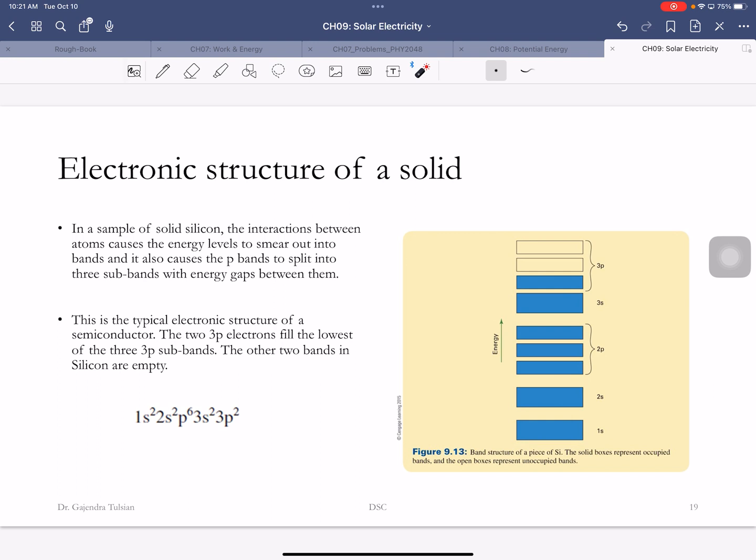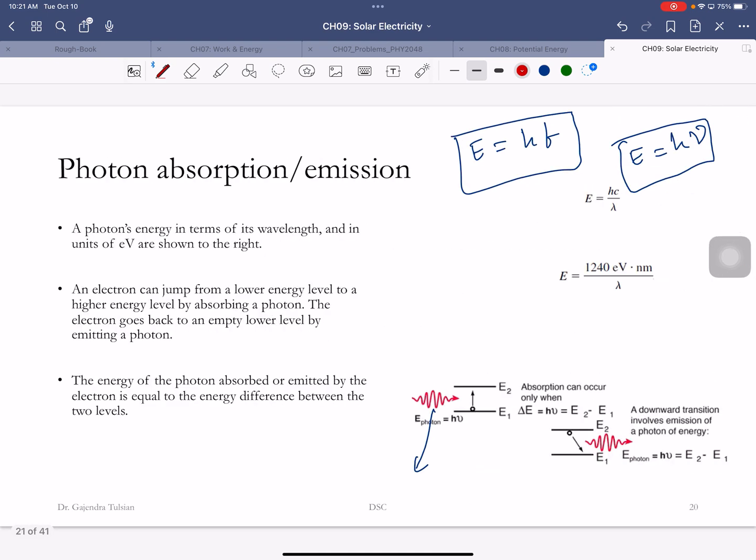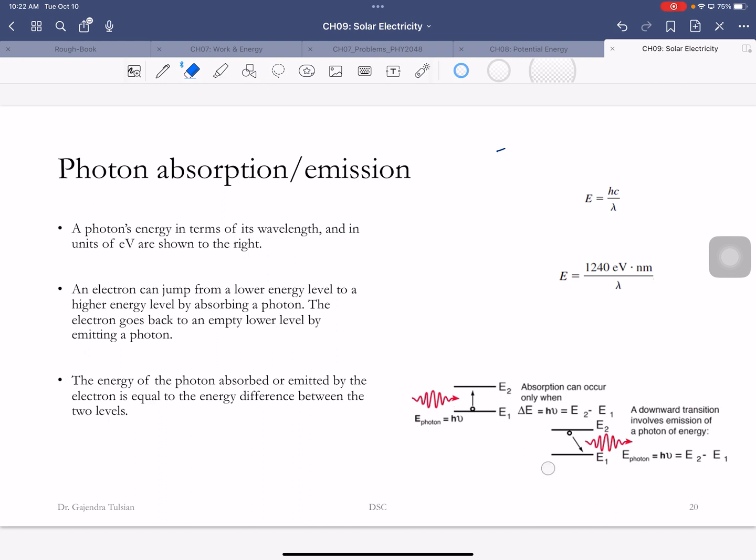So to run your toaster, you need a bunch of electrons here. Well, how do you get a bunch of electrons there? You absorb a bunch of sunlight and put a bunch of electrons there. Except that these darn electrons want to fall back down, and you have to prevent them. Again, this is just showing you how electrons go from here to there by absorbing photons, and then they fall back.